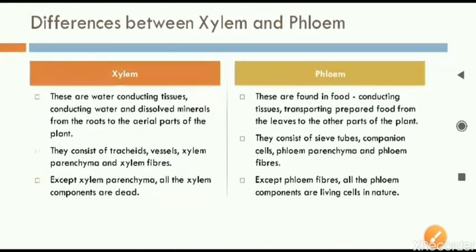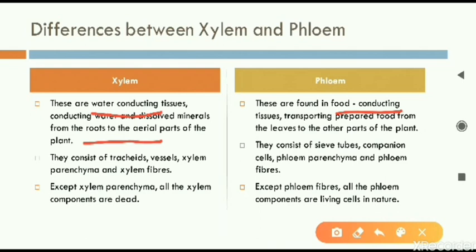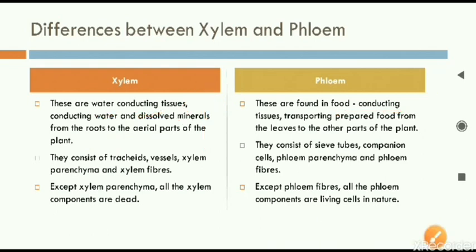Let us have a discussion on the differences between the phloem and the xylem. Xylem are the water conducting tissue because they are carrying water. On the other side, phloem are food conducting tissues. Water is moving from where? From the root to the aerial part of the plant. Aerial means the upper parts of the plant. From the root, the water moves upward. On the other side, the food is prepared in the leaves, and from there it is moving to different parts of the plant. Next, the types of cells in xylem are tracheids, vessels, xylem parenchyma, and xylem fibers.